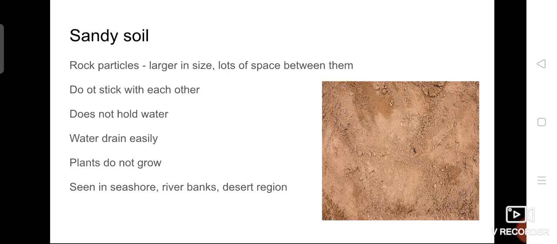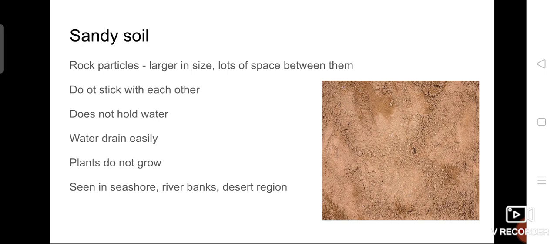our school bench, you know that, isn't it? On a bench, mostly we can sit together, isn't it? Suppose two people are sitting, you and your friend, some space is in between the two of you, isn't it? Suppose I ask you to sit four on a bench, is it possible? So how will you sit? You will sit very closely, very tightly, so the space between yourself and your friend will be reduced, isn't it? Like that, here also the particles are larger and the space is also more, so water cannot be held, it will drain easily.